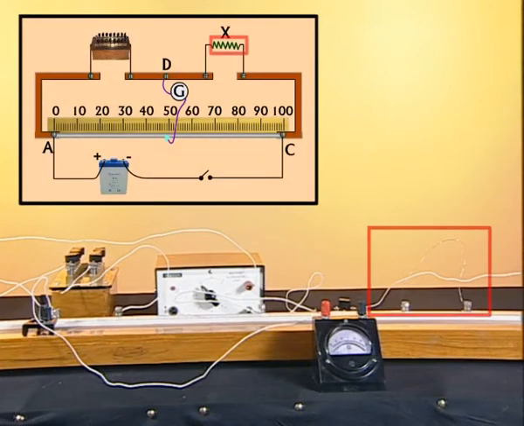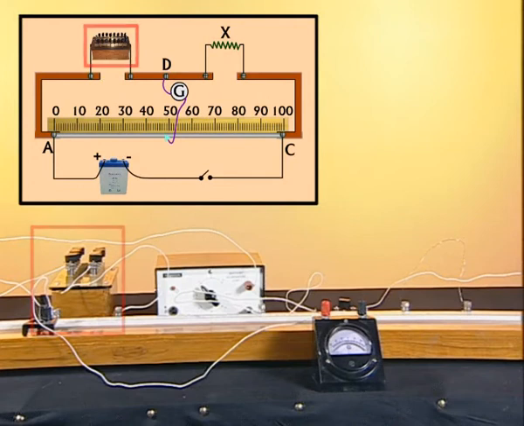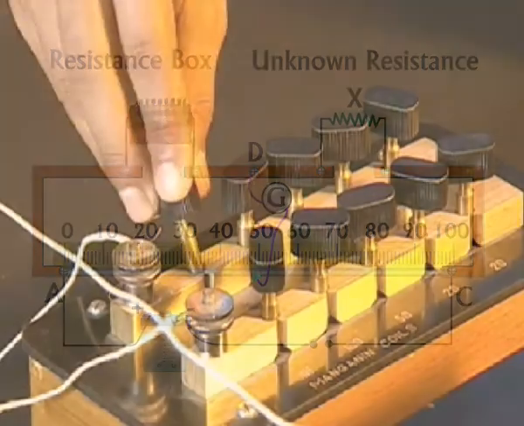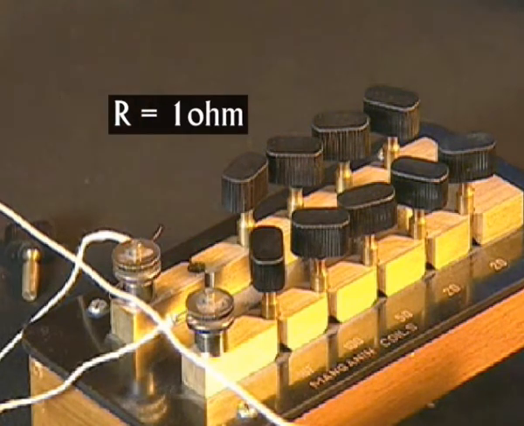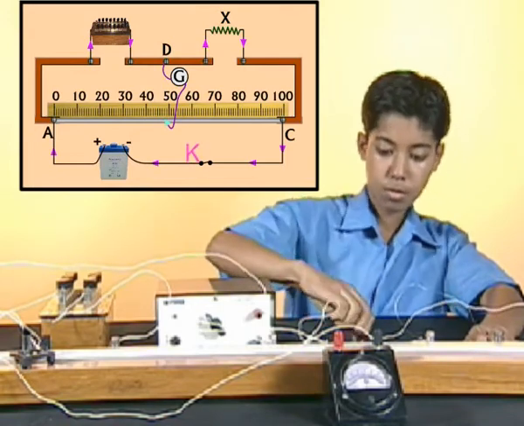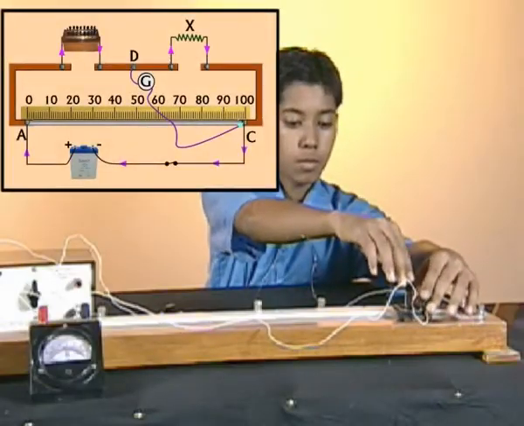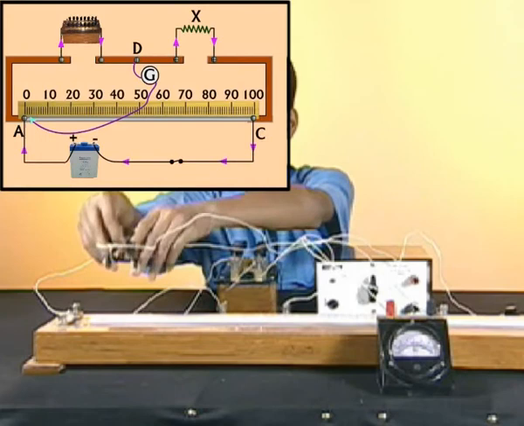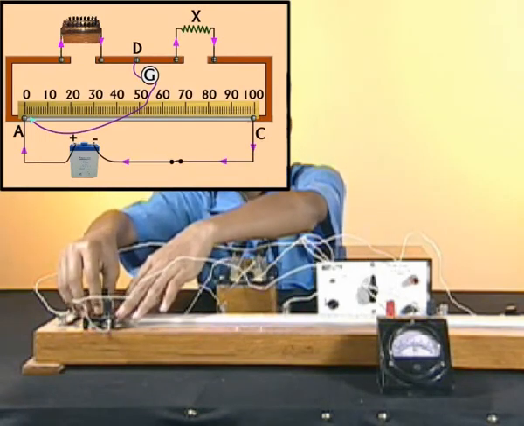Connect the resistance wire whose resistance is to be determined in the right gap. Connect resistance box of low range in the left hand gap. Make all other connections as per the circuit diagram. Take out some resistance from the resistance box and plug the one-way key K. Touch the jockey gently first at left and then at right end of the bridge wire to check the correctness of the circuit.